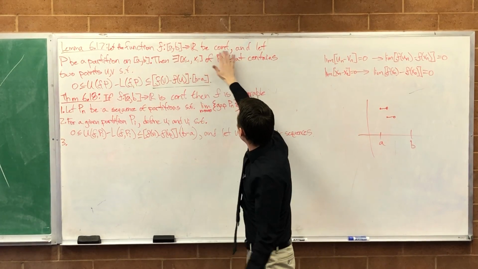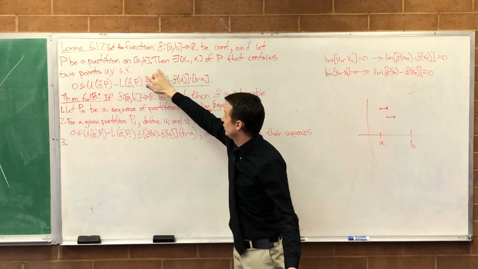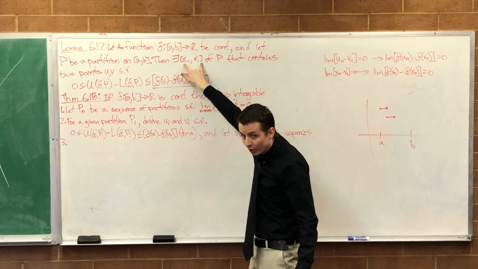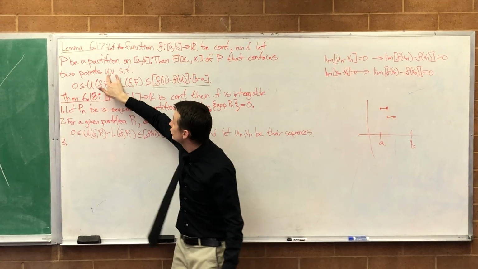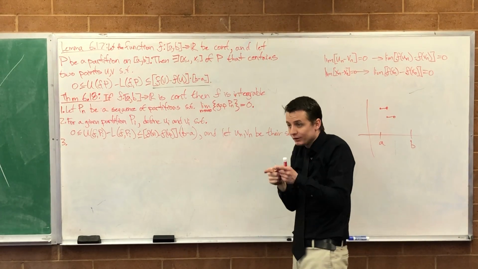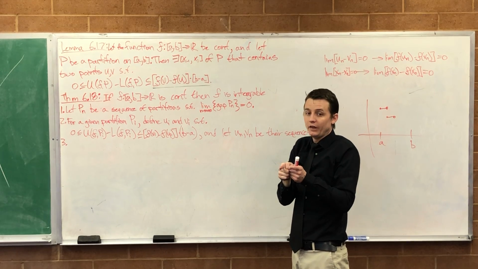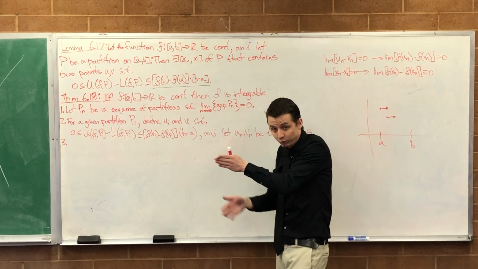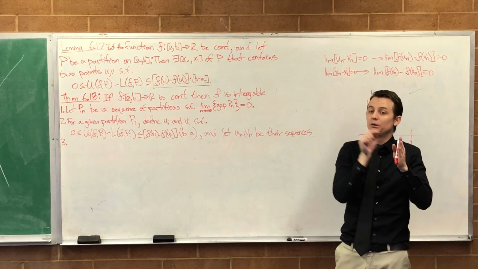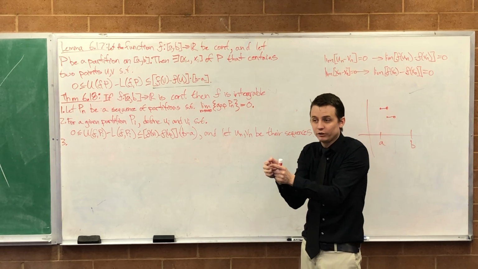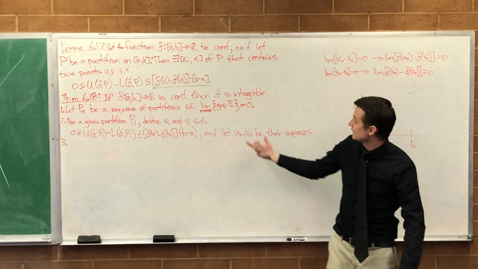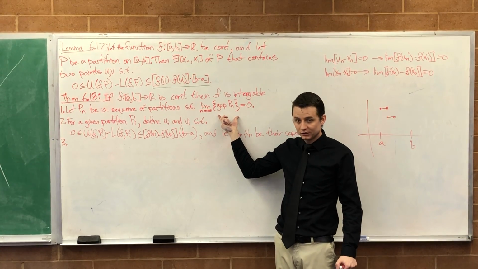Let the function f from [a,b] to R be continuous, and let P be any partition on the domain of the function. Then there exists a partition interval containing both these points such that this is true. So u sub i and v sub i are always in the same partition interval. They might be in a different partition interval than u sub i+1 and v sub i+1. I'm not saying we're using the same partition interval for every partition. I'm saying pick a partition, then u and v are in the same partition interval. Does that make sense?